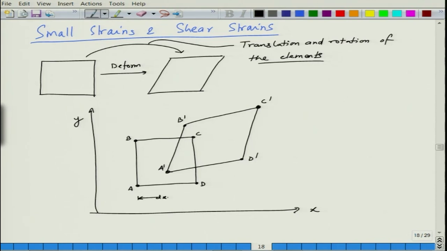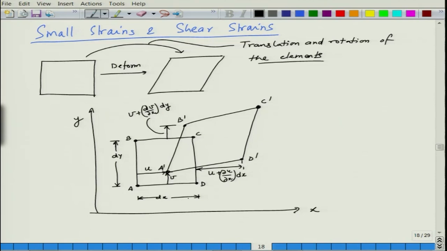Let us say this length is initially dx, and these are small lengths, and this is dy. Let us say this point has moved by translation u in this direction and v in the y direction, and the corresponding movement of this particular point from the BC line is v plus del v by del x into dy. Similarly, the corresponding movement here is u plus del u by del x into dx, for a very small translation, okay.